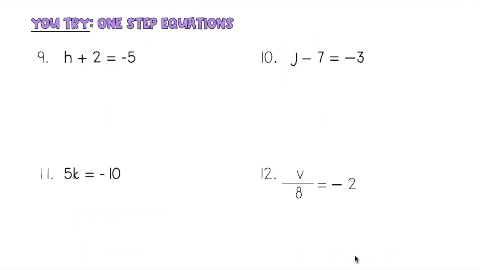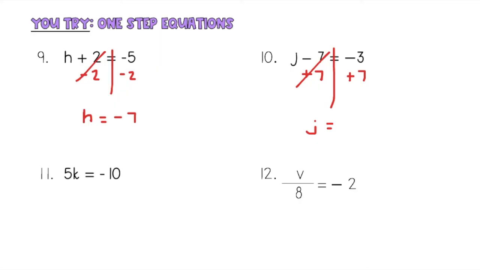Number 9, h plus 2 equals -5. I'm going to subtract 2 on both sides of my equal sign, and h is equal to -7. For j minus 9 is equal to -3. I'm going to add on both sides of my equal sign a +7. And j is equal to +4.